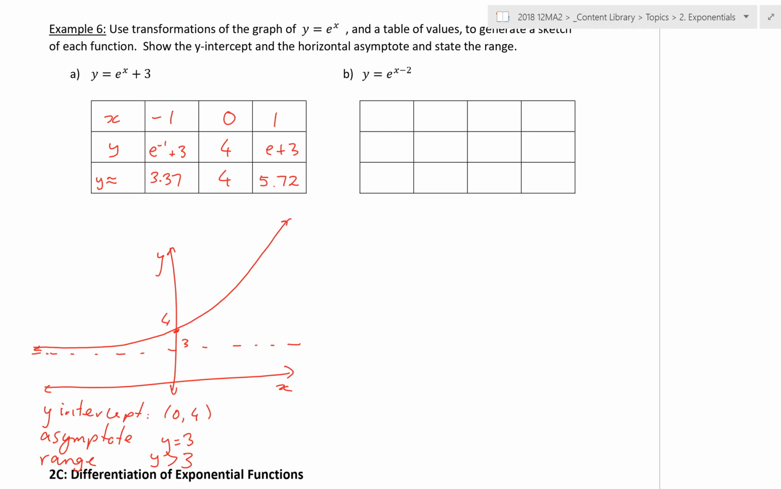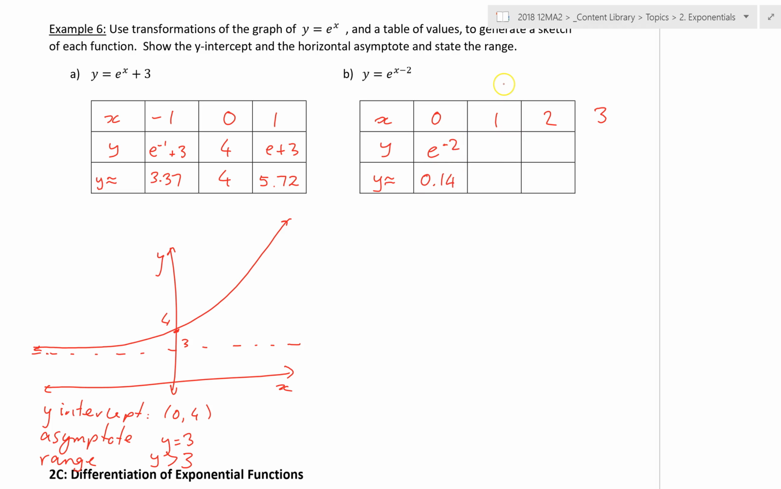Next, let's have a look over here. It's a little different. Let's say x, y, and an approximate y. This time, because we've got x minus 2, I don't want to start down in the negative, so let's go with 0, 1, 2, and then just for good measure, I'm going to put 3 on there as well at the end. So 0 minus 2, e to the negative 2, or 1 over e squared. E to the negative 2 is approximately 0.14.